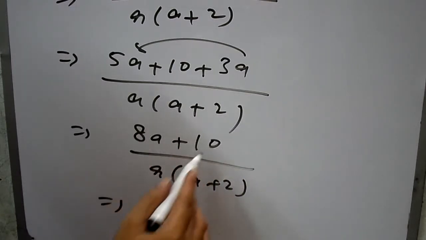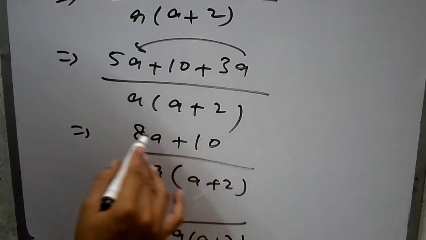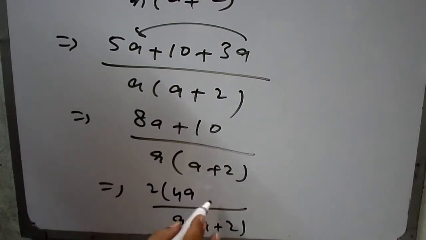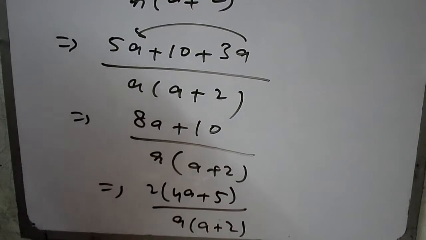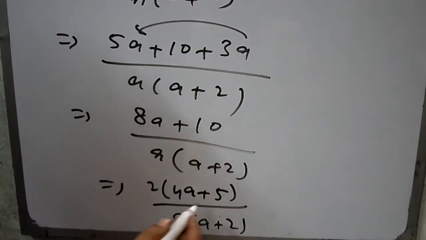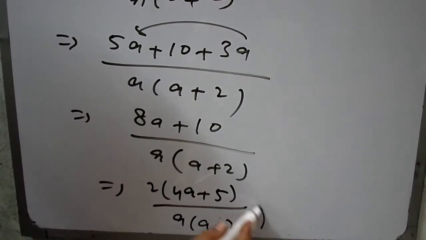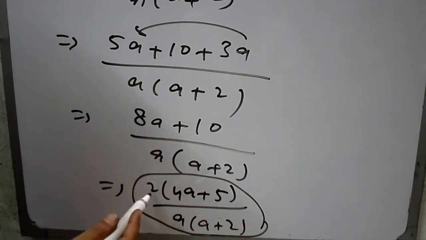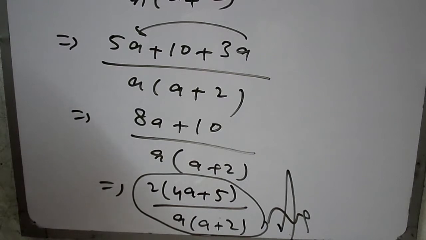If there exists a common factor, you should take it common from this. So you can take common 2. So 4A plus 5, 2 fives are 10. So 4A plus 5 divided by A plus 2. So that is your required result. If you don't want to take common, it doesn't matter, because this common is not cancelled with this one anyhow. Due to methodology we are going to take common.